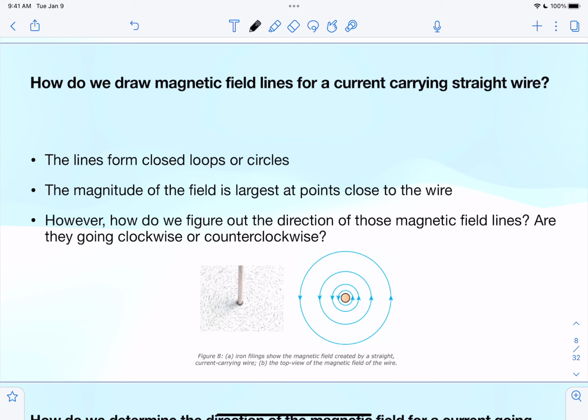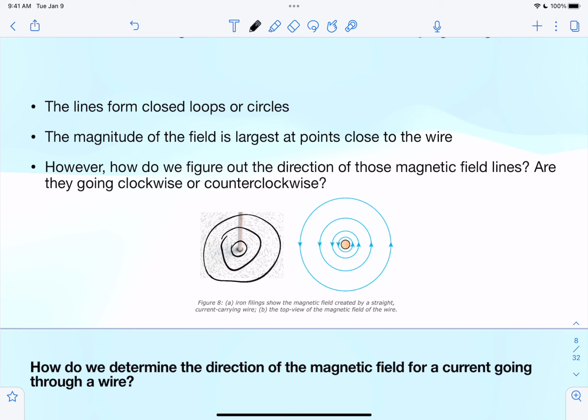Well, the lines formed around a straight current carrying wire are just going to be in the shape of a bunch of concentric circles, a bunch of circles around the center of the wire there. And you can test that if you have some iron filings, put them around a current carrying wire, you see that they kind of form these concentric circles around the wire, right? But there's another question that we have to address here, and that's how do we figure out the direction of those magnetic field lines, right? Yeah, we know they're circles, but are they circles that go clockwise or counterclockwise?